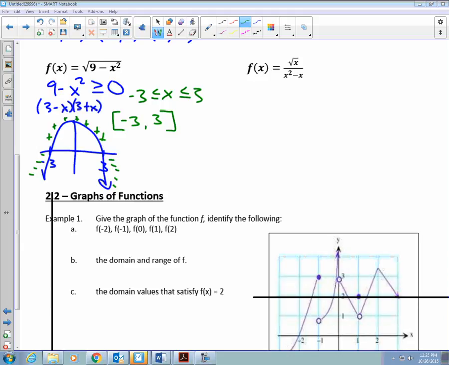First, I'm going to start with the top. Domain for the square root of x. I have to take x and set it greater than or equal to 0, because I have to have the square root of numbers that are not negative. Now look at the bottom. What can x not be when I factor that?